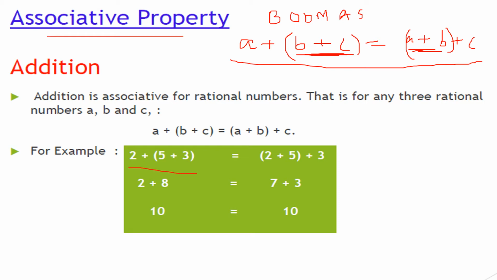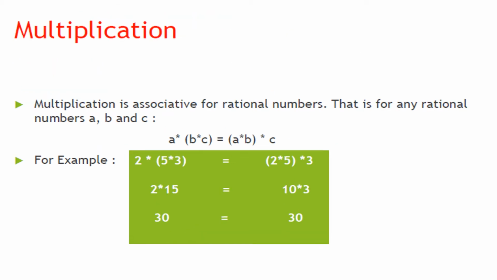In this case you can see the bracket is on 5 plus 3. So first we will add these, it becomes 8. After adding the bracket portion, we will add the remaining number, that is 2. So we get the answer as 10. In this case, the bracket is on the first and second number, that is 2 plus 5, it becomes 7. 7 plus 3 is 10. So you can see the position of the bracket doesn't change the answer in the case of addition. So we can say addition is associative for rational numbers.